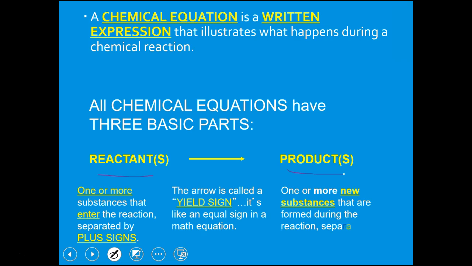And then finally, products are the new substances that we've formed. If there's more than one new substance, we use a plus sign to separate them. So 3 parts: reactants, products, and the yield sign. That's what we have. Okay?